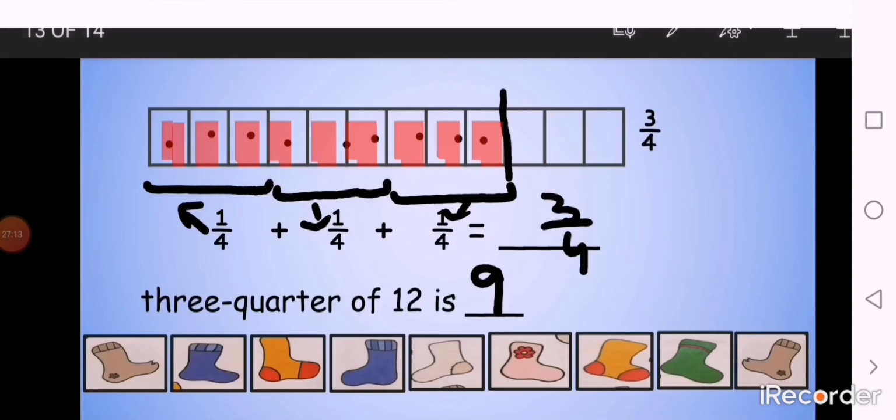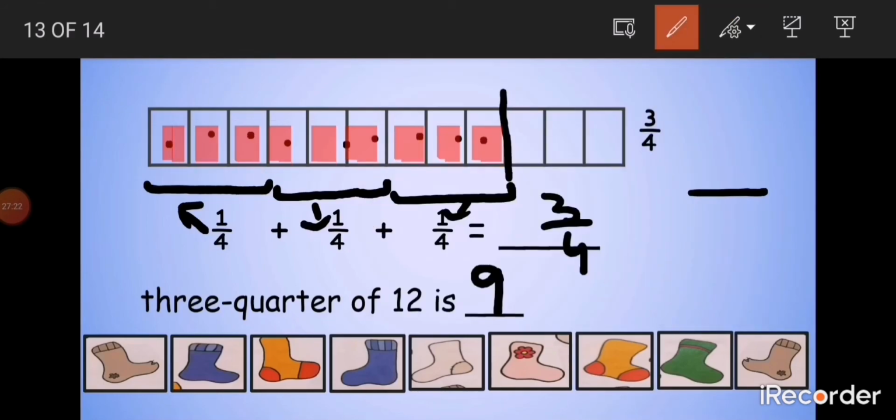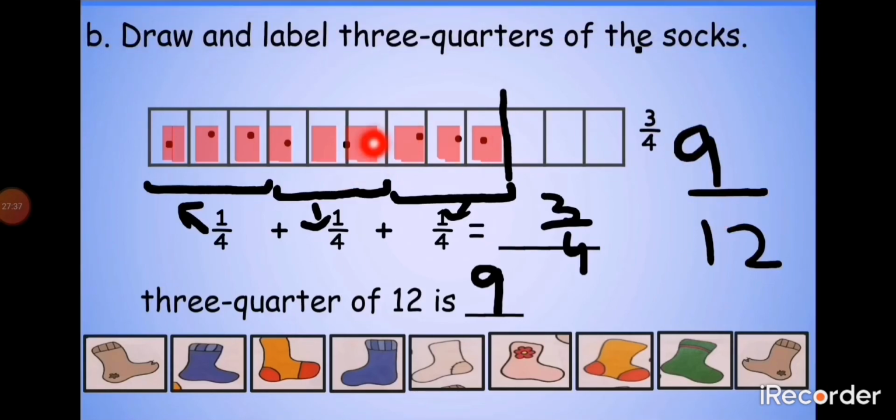The total number of squares is 12. The total number of socks is 12. And how many have I colored here, or how many have I taken out? 1, 2, 3, 4, 5, 6, 7, 8, 9, I have taken out. 3 quarters. So we can say 9 out of 12 is the colored fraction. So 3 by 4 of 12 is 9. So 9 by 12 is the colored fraction.